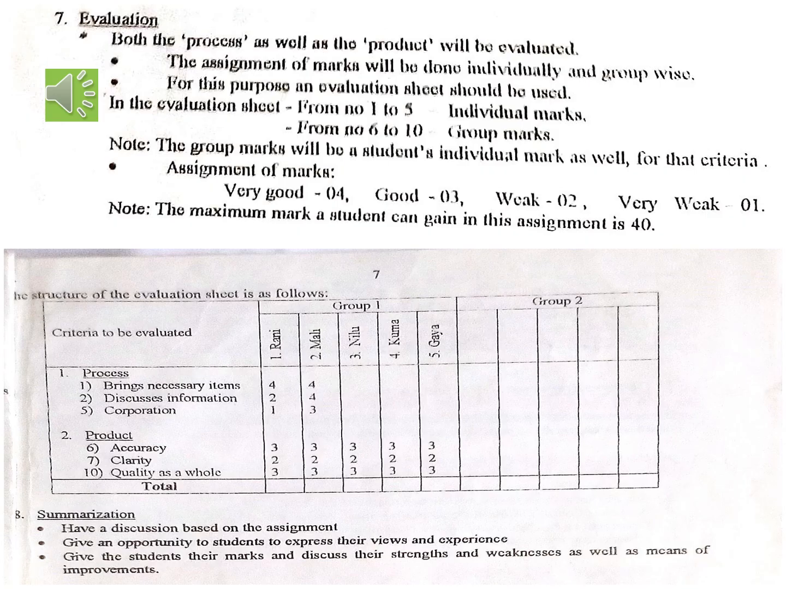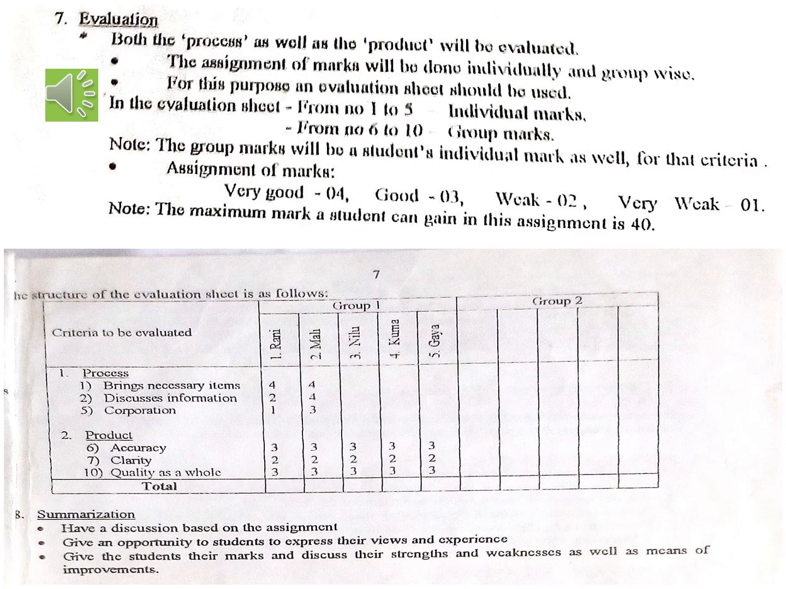For this purpose, an evaluation sheet should be used. It is given below down here. In the evaluation sheet, from 1 to 5, individual marks. Now we'll go through the evaluation sheet. The structure of the evaluation sheet is as follows. So there are groups, right? Group 1, group 2 up to 5. I have taken only this part. Then the criteria to be evaluated. Number 1, the process. Number 2, the product, right?